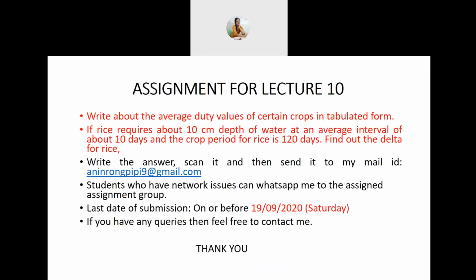So this is your assignment for lecture 10. The first question is, you have to write about the average duty values of certain crops in tabular form. The second question is, if rice requires about 10 cm depth of water at an average interval of about 10 days and the crop period for rice is 120 days, then you have to find out the delta for rice. The last date of submission is on or before 19th of September, that is Saturday.